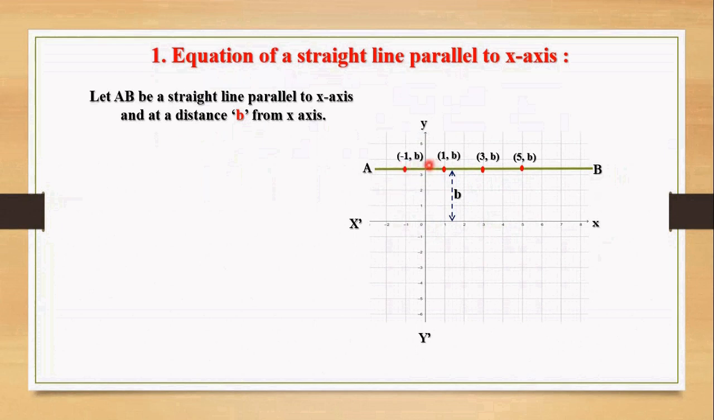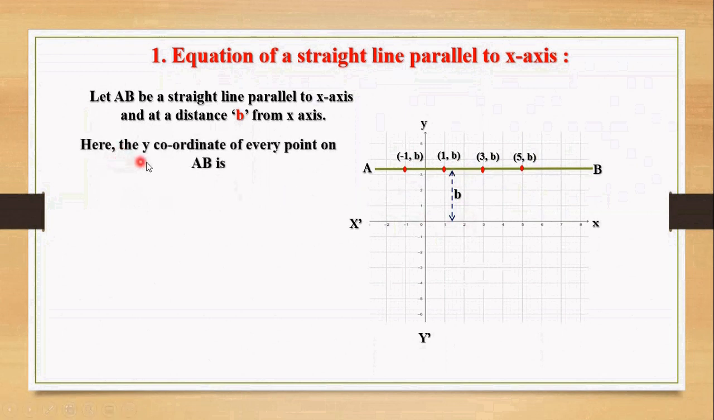Now, if we observe carefully all the points on the line AB, we have one similar property of these points: the x coordinate varies, but the y coordinate remains the same in all the points, which is equal to b, and b is the distance between the two parallel lines. So we have written it here. The y coordinate of every point on AB is b.